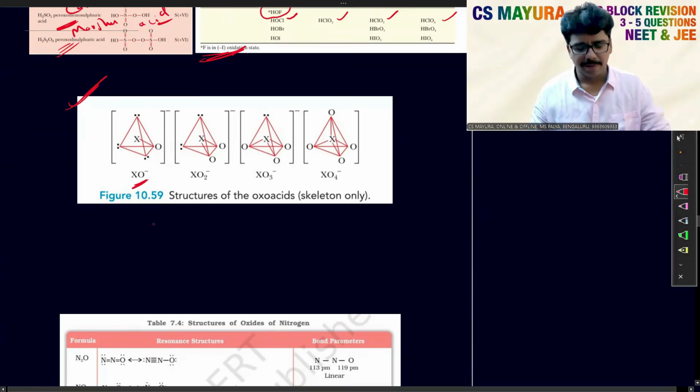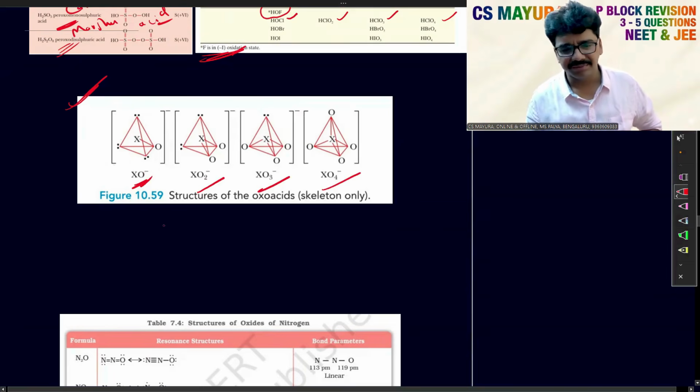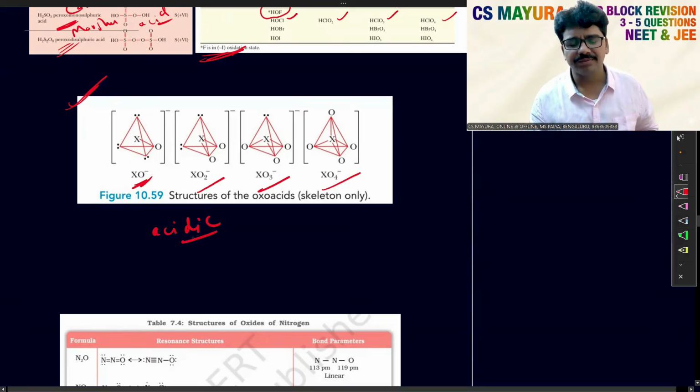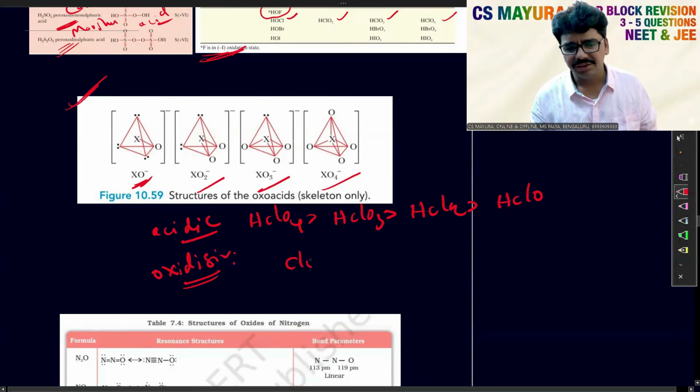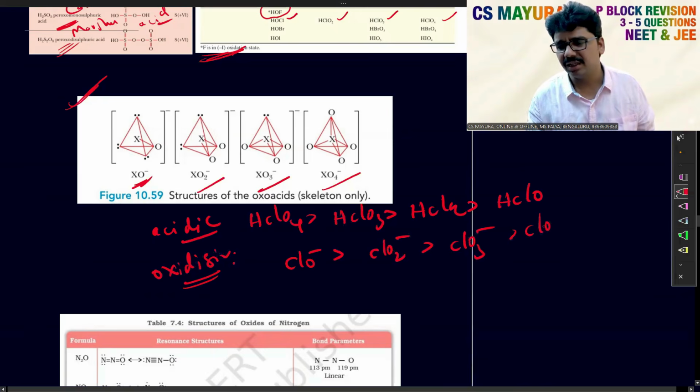So here you can see the structures of these oxoacid ions: hypochlorite ion, chlorite ion, chlorate ion, perchlorate ion. Here the important point is the acidic nature of oxoacids of chlorine. HClO4 is greater than HClO3, greater than HClO2, greater than HClO. This is the acidic nature, fine. But oxidizing nature: ClO- is greater than ClO2-, then ClO3-, then ClO4-.